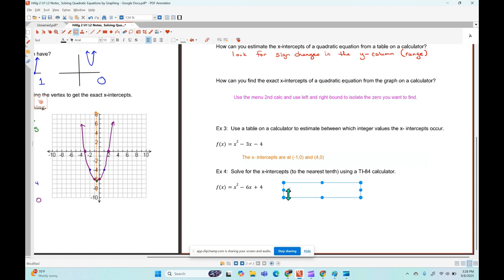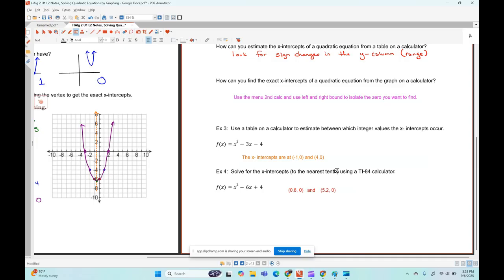They are 0.8. Oh, I'm not going to write it as a coordinate point. Well, I will. 0.8, comma 0 and 5.2, comma 0. So those are the x-intercepts off the calculator.